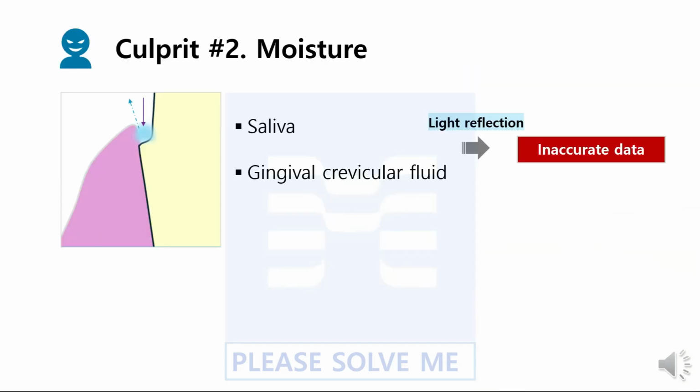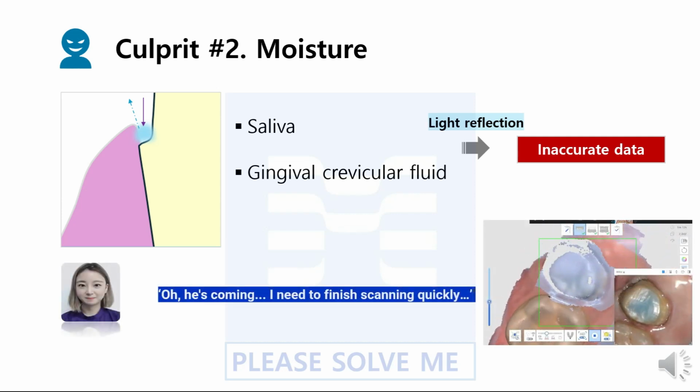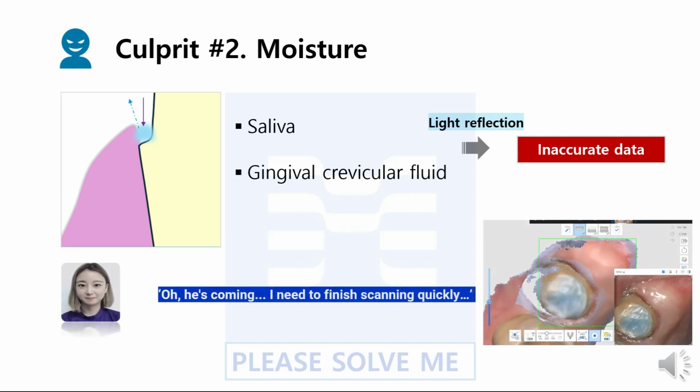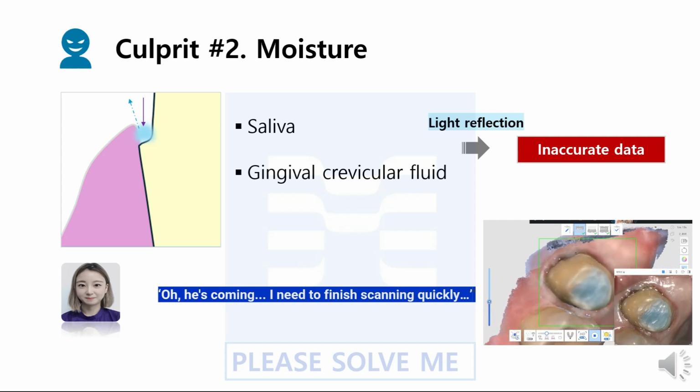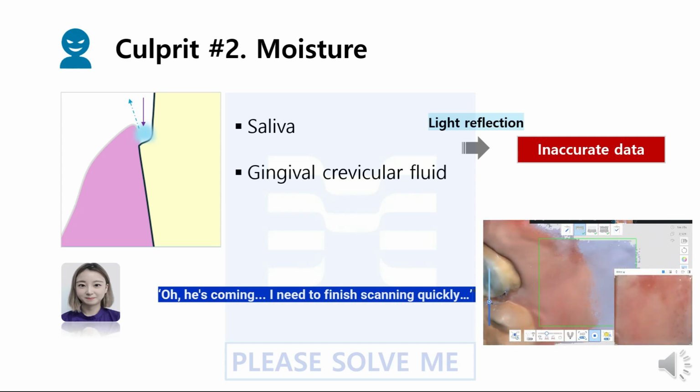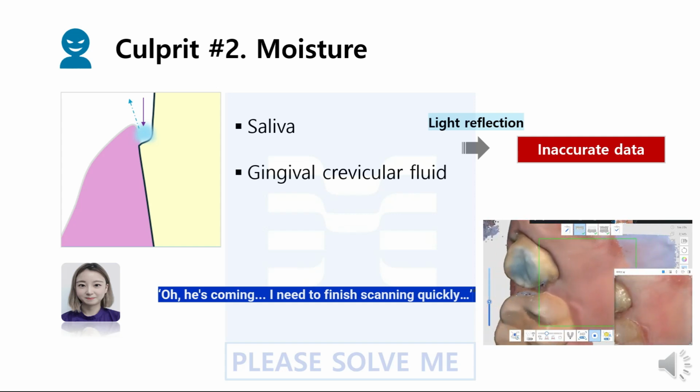We believe that the second culprit is moisture, as seen in my diagram. The margin surface could be moistened by gingival crevicular fluid or saliva within the oral cavity. This can distort the scan data by causing the scanning light to reflect in different directions. Think about how our face is reflected by the water surface in a pond. Saliva can be controlled through the cotton roll isolation method or suction, but this cannot be done with gingival crevicular fluid. The buildup of gingival crevicular fluid is unavoidable if scanning takes a long time.